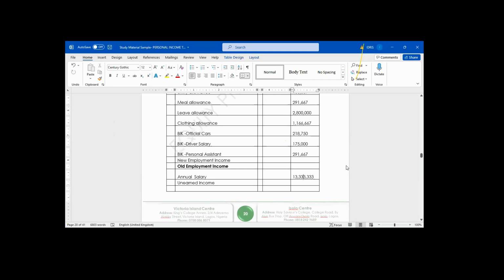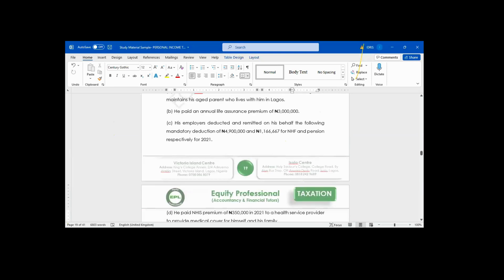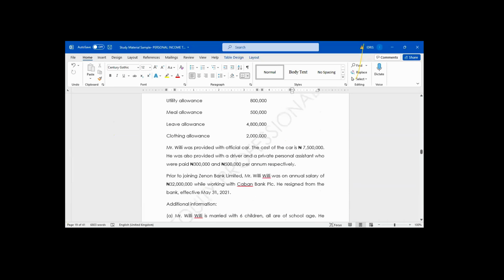Mr. Willie earned how much from the old employment? 32 million. If you want to compute tax of Mr. Willie for 2021, how many months are we going to use? It's an annual salary, for 1 year. Mr. Willie resigned from the bank after 5 months. January to when? May.